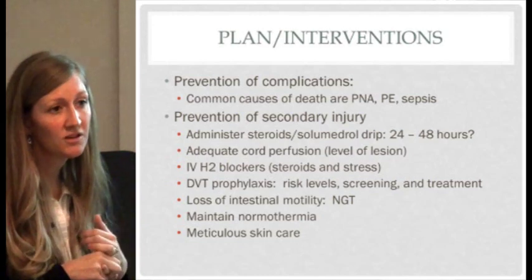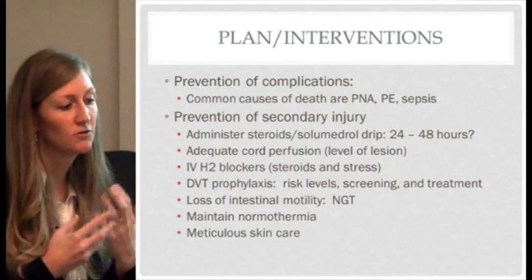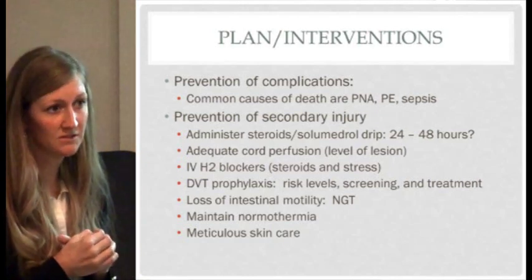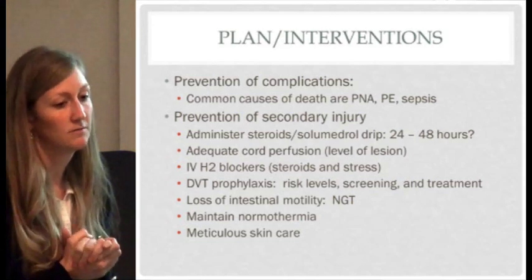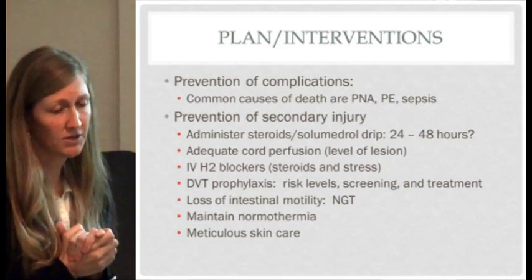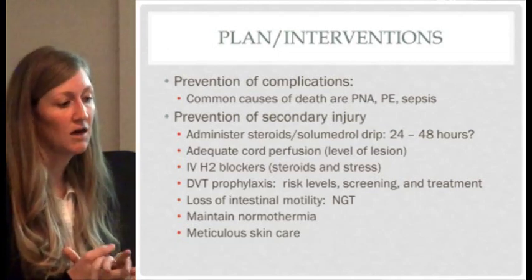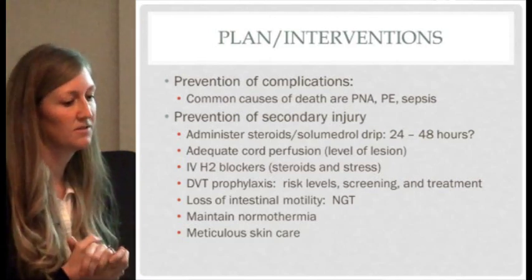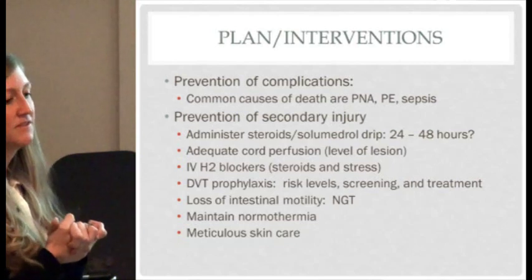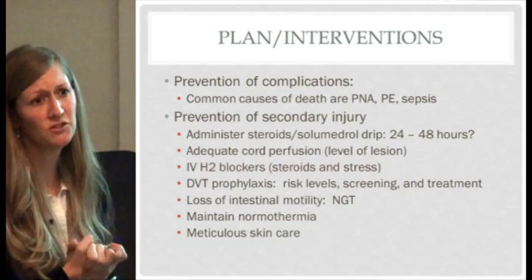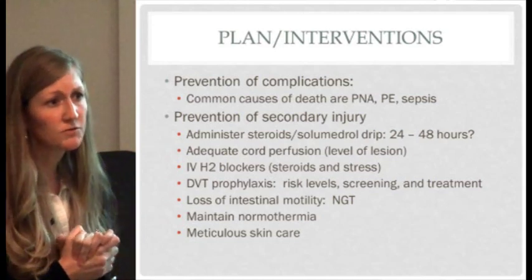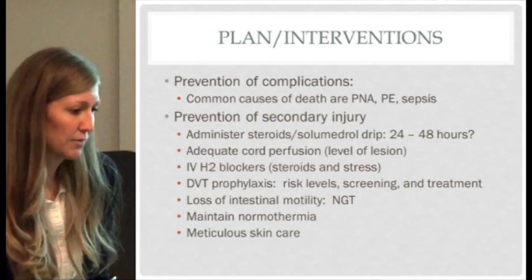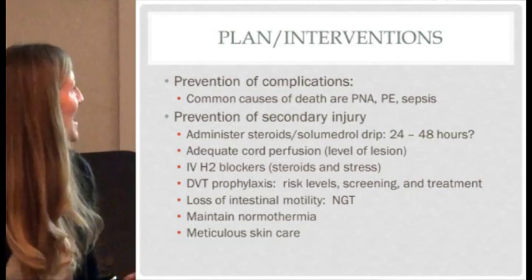Ensuring adequate cord perfusion, especially at the level of the lesion, so good blood pressures. IV H2 blockers because of the steroids and the stress, to make sure they don't develop ulcers. DVT prophylaxis, whether it's an IVC filter or Venodyne boots or heparin, whatever they're prescribed. So we need to assess the risk level of screening and treatment. And then of course the loss of intestinal motility, so whether they need an NG tube or neurobowel protocols or Reglan to promote intestinal motility. And of course maintain normothermia and meticulous skin care.